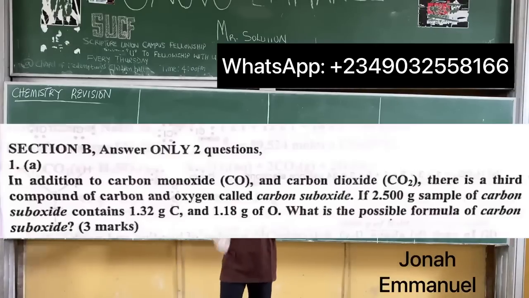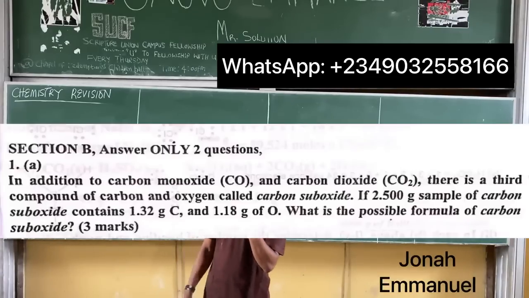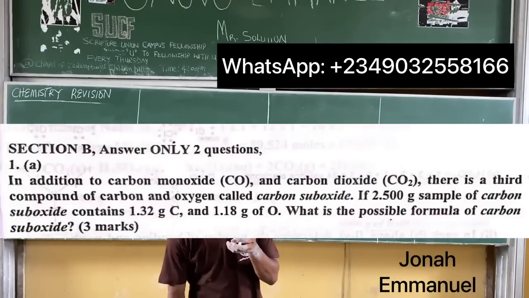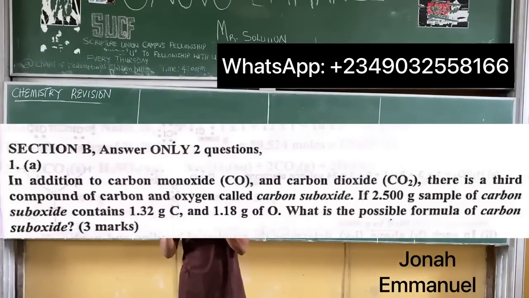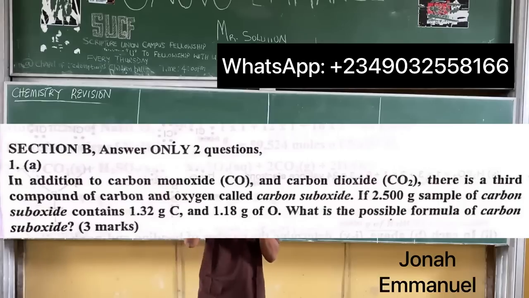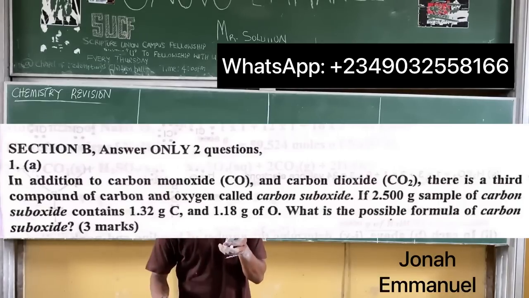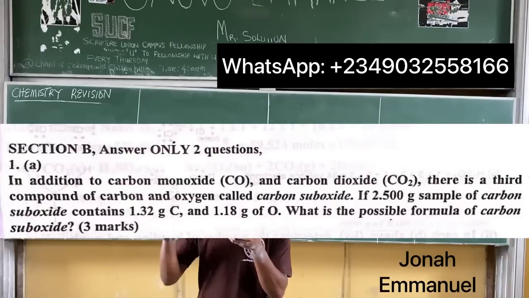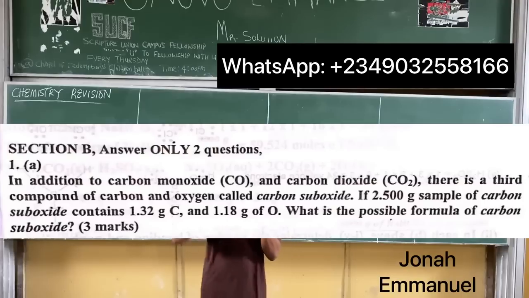Question says, in addition to carbon monoxide, CO, and carbon dioxide, CO2, there is a third compound of carbon and oxygen called carbon suboxide. If a 2.500 gram sample of carbon suboxide contains 1.2 grams of carbon and 1.18 grams of oxygen, what is the possible formula for carbon suboxide?